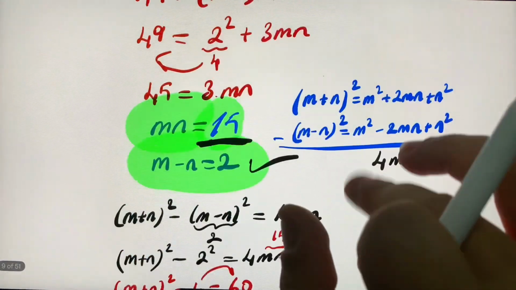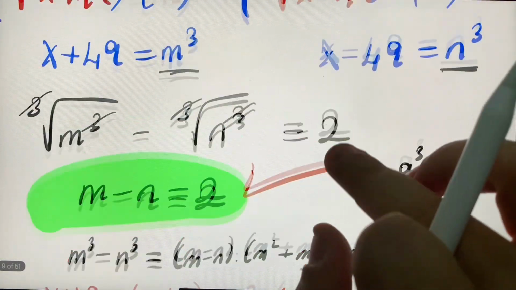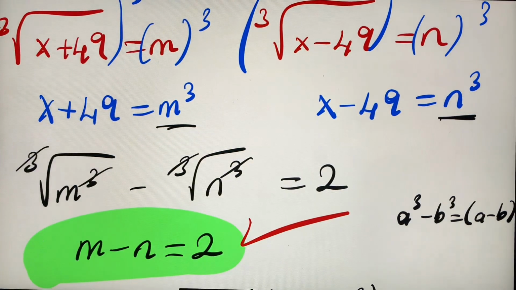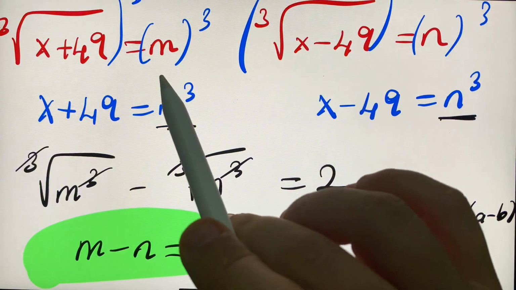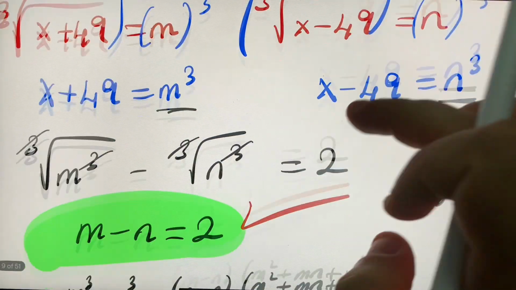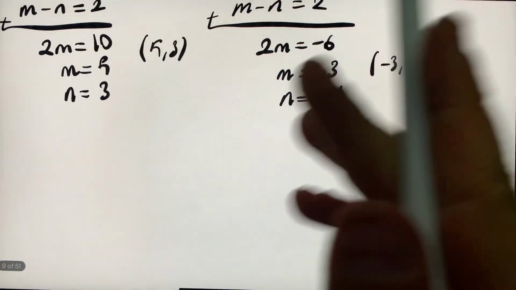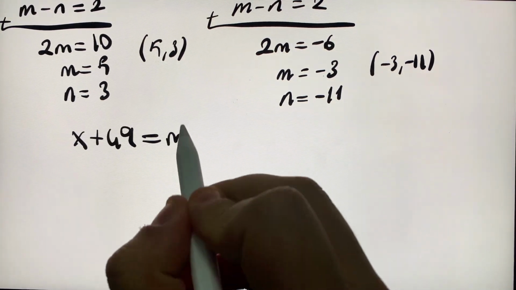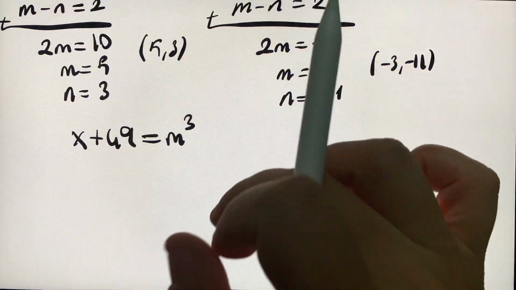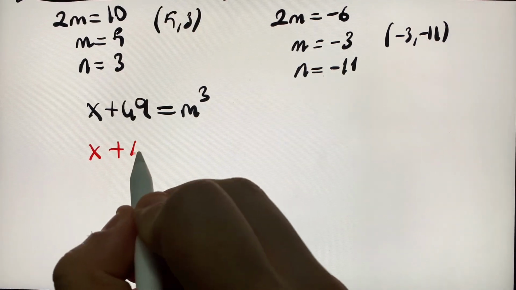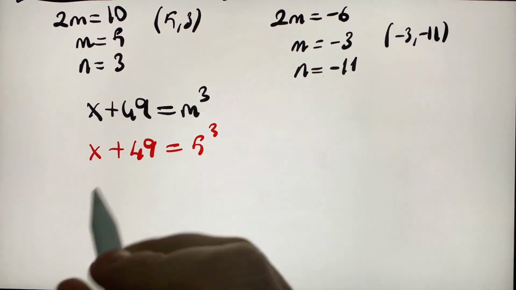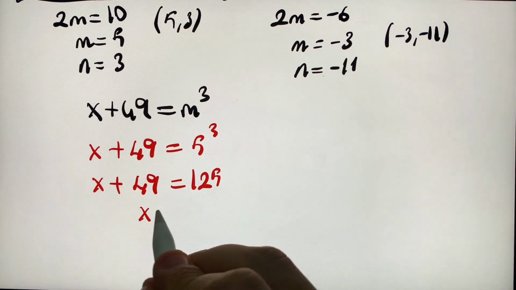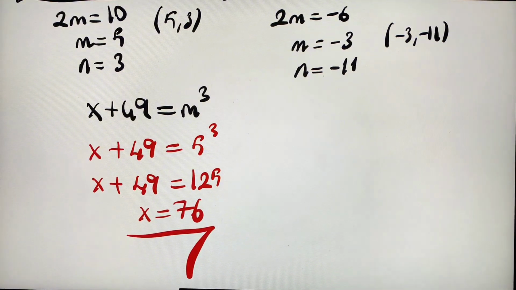Now what did we call m? Let's see what we called m at first. If you pay attention, the expression we call m is the cube root of x plus 49. We said m, so we get its cube here too. Let's apply this right away in our question. So what am I going to do? x plus 49 is equal to m cubed. I'm placing these values right here. x plus 49 equals 5 cubed. Then x plus 49 is equal to 125. What will be the value of x from here? We will find it as 76.